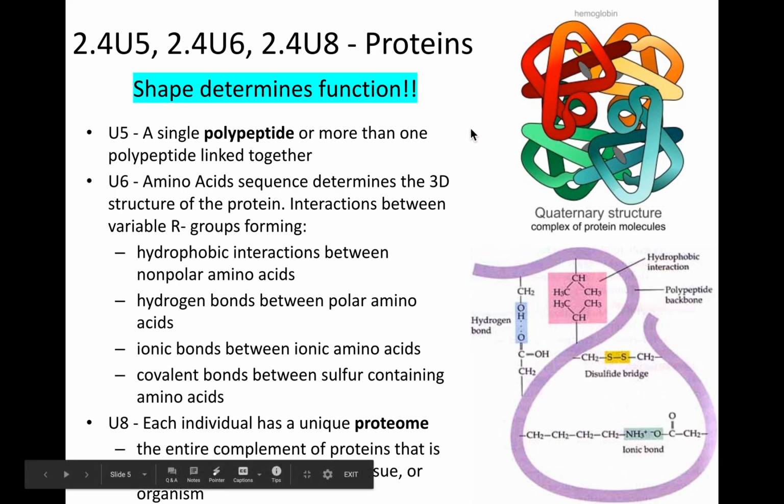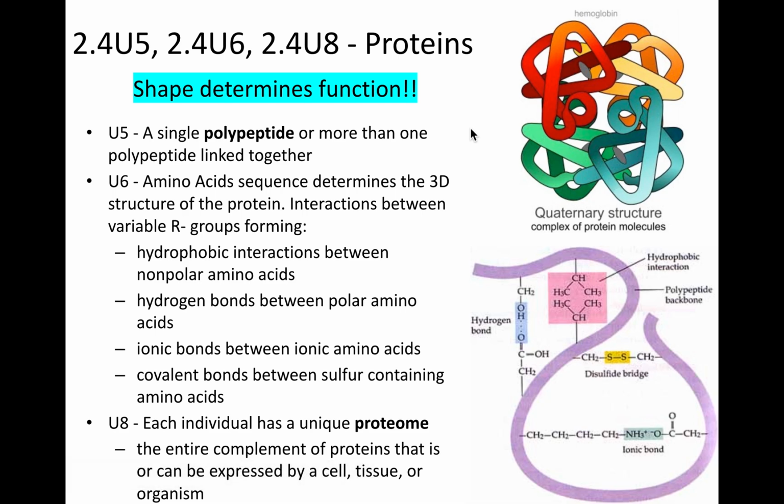Each individual, so each person, or each living thing, has a unique proteome. It kind of sounds like the word genome, like the Human Genome Project, which is all the DNA in a person. A proteome is the entire complement of proteins that can be expressed by a cell, if the organism is only one cell, a tissue, or a full organism like us. We call that a proteome.